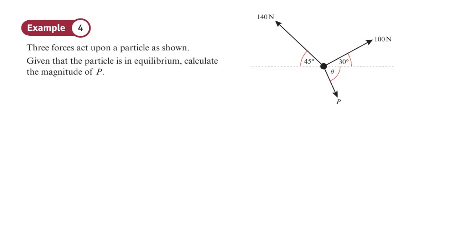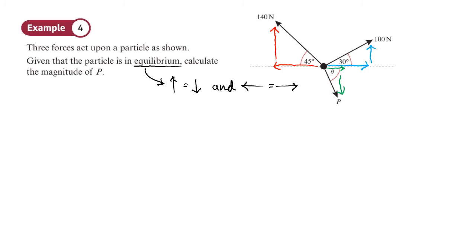I would just split each force up into its horizontal and vertical components. Now you'll see what I'm doing here is drawing what they are, and I'm color coding it. And the question says that this is in equilibrium. Now what does that mean? That means the up forces equal the down forces, and the forces to the left equal the forces to the right.